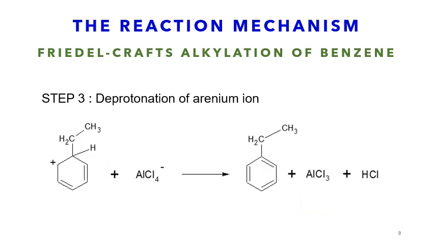The final step is deprotonation of arenium ion. In this step, the nucleophile AlCl4 1- that was produced from the first step will remove the proton in the arenium ion and restore the pi system in the benzene ring. Thus, it will produce a stable alkyl benzene and the catalyst AlCl3 as well as HCl.